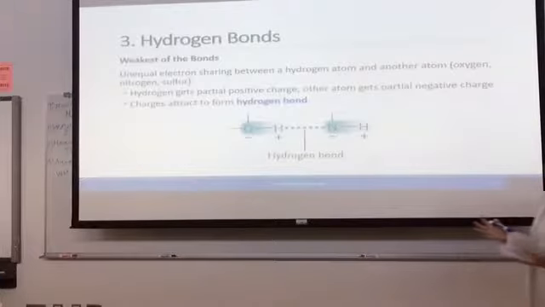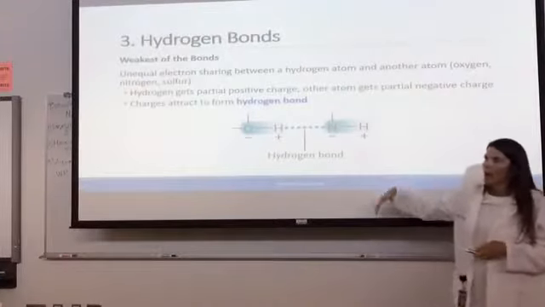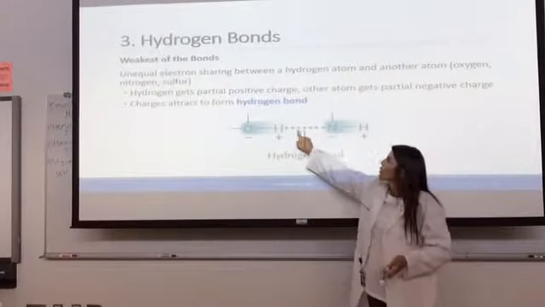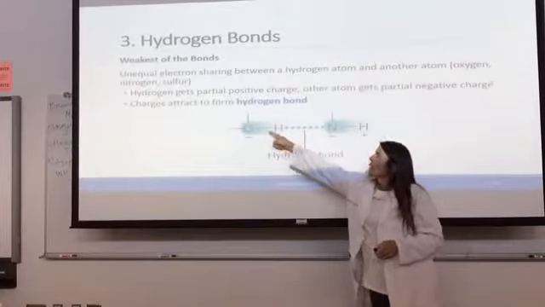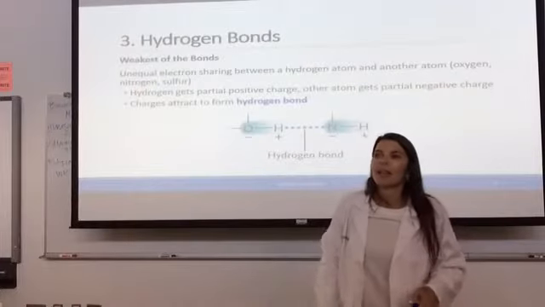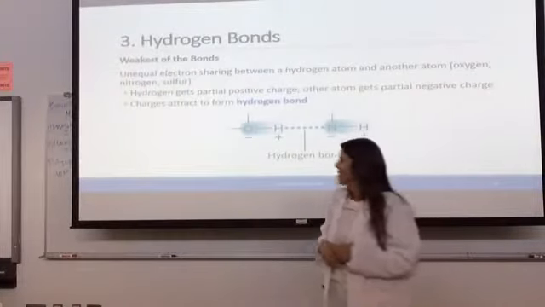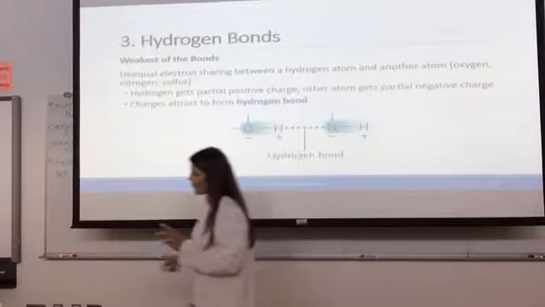When we look at a chart or a model or a picture or a diagram, hydrogen bonds are usually depicted by dots. So covalent bonds are shown by these lines, and hydrogen bonds are indicated by dots. Okay, so like a dotted line. Hydrogen bonds.